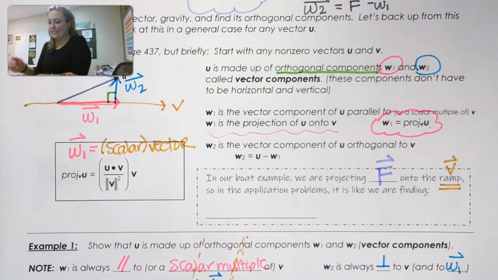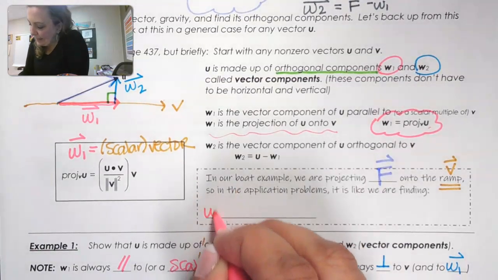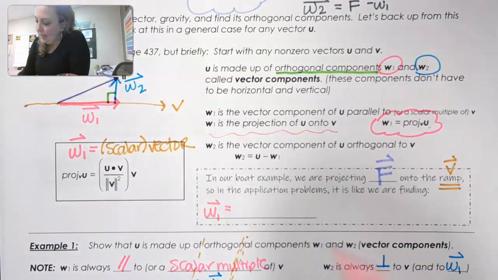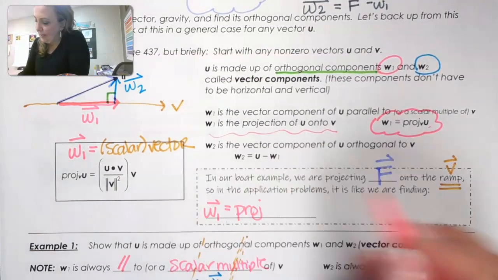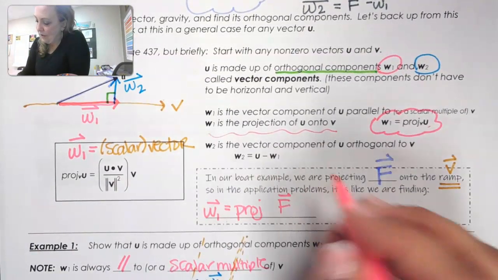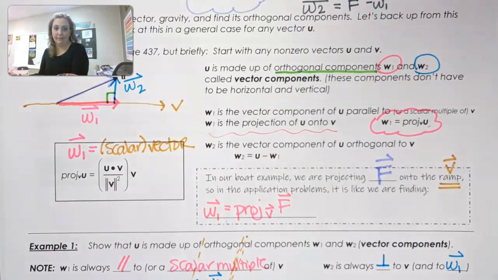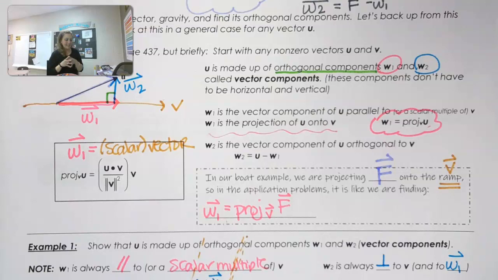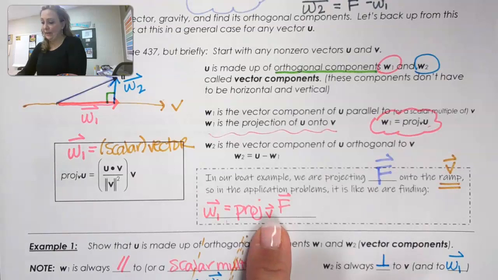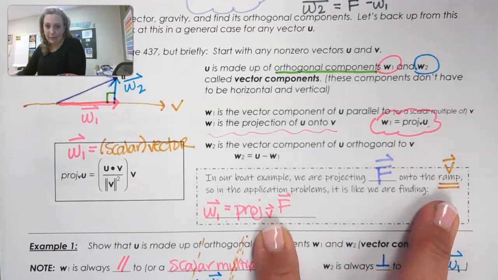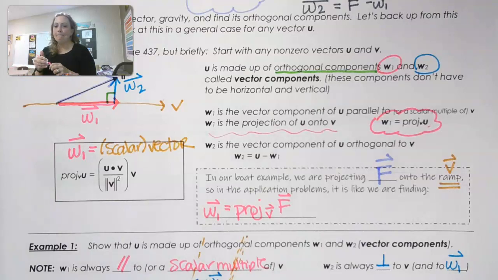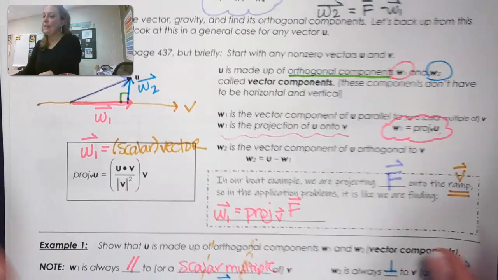And oftentimes it asks us to find this W1. And so what we can say is that this vector W1 is going to be the projection of F onto V. That's really what that's looking at. It's the projection of F onto V, where V is the ramp. So let's take a look at that and use the algebraic properties to help us out.